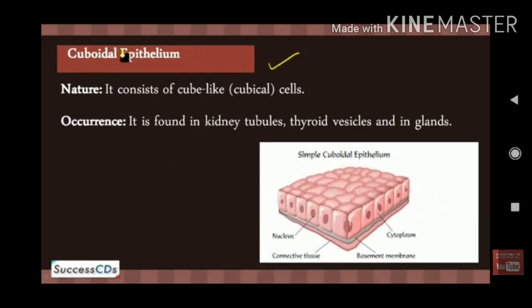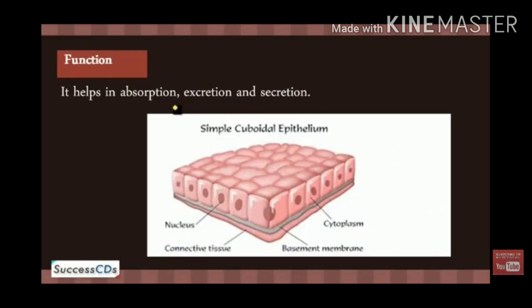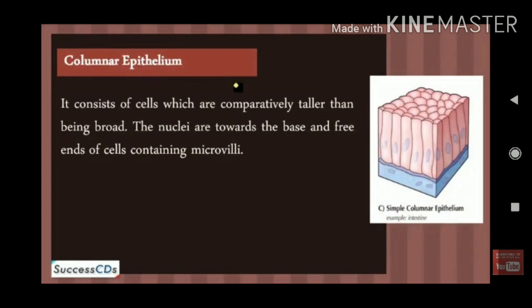Next we will see the second epithelial tissue, the cuboidal epithelial tissue. See, the cuboidal shape, yes, the cubical shape. The nucleus is present in the center. Examples of this cuboidal epithelial tissue are the sweat glands, salivary glands, and the thyroid gland. In all these glands, this cuboidal epithelial tissue is present.